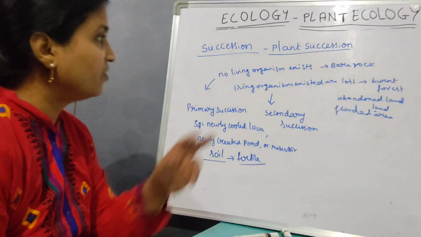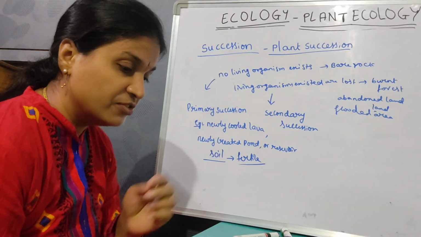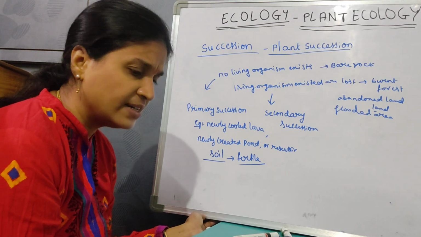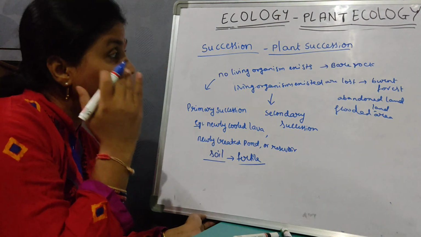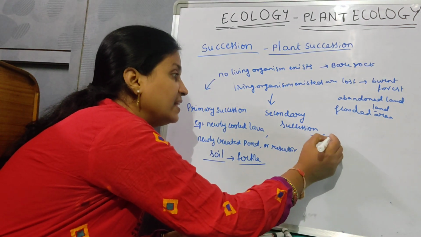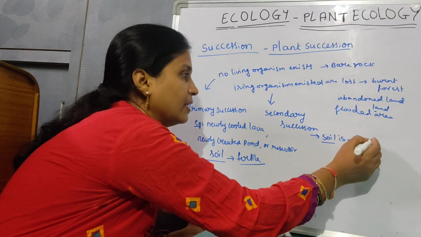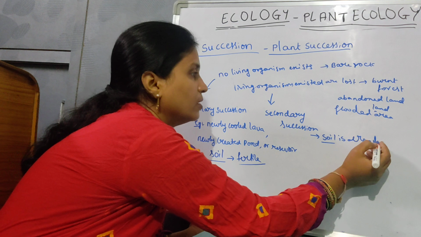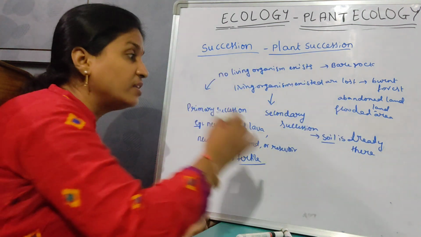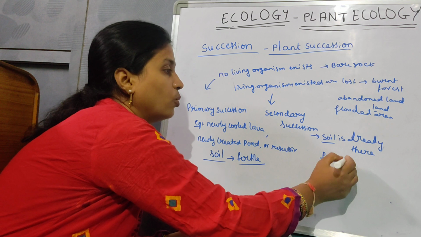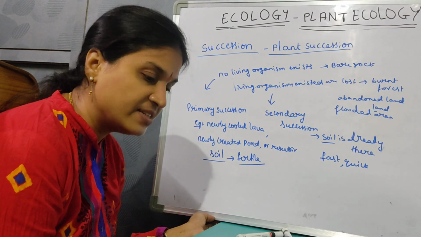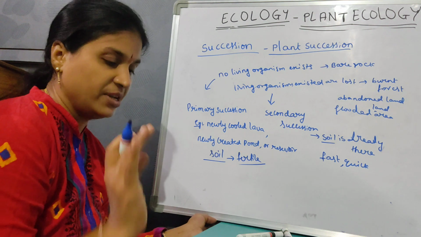Coming on to secondary succession, very good examples are burnt forest, abandoned farmlands, and flooded lands. Here the living organisms existed, then they were lost because of some disturbances. That means the soil is already there. So here the succession is somewhat fast. It is quick compared to primary succession, because soil or sediment is present, and succession here is faster than primary succession.